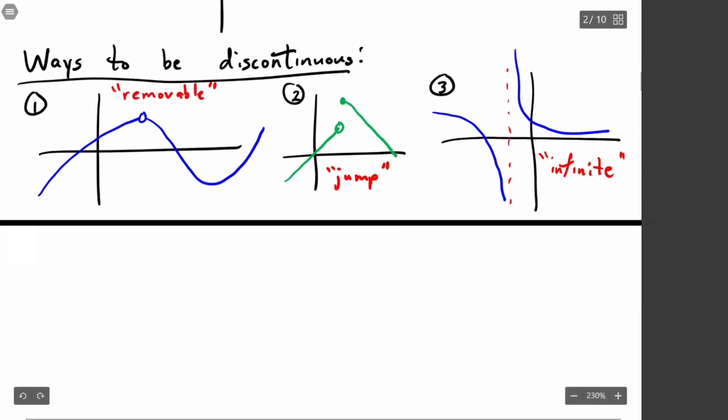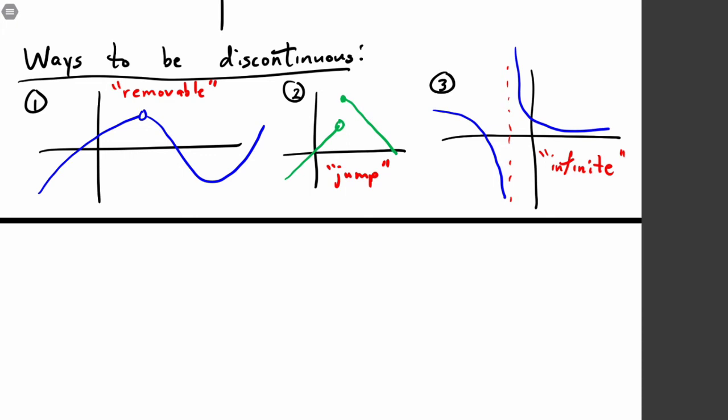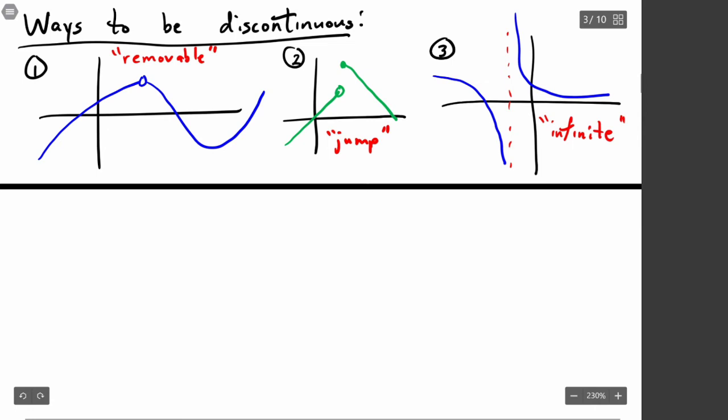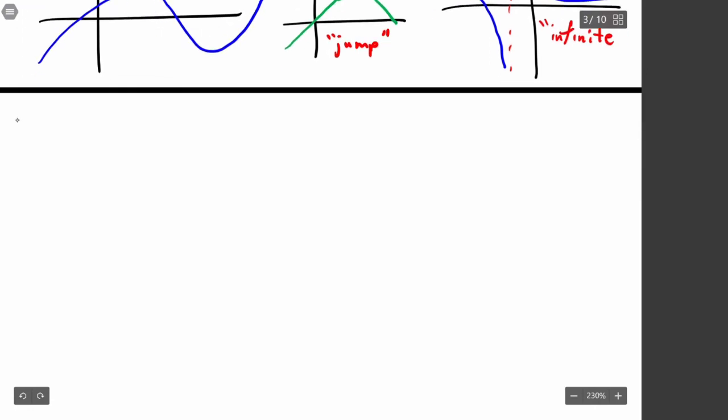So having functions that are continuous is great when you're trying to compute limits, because if you know it's continuous, you just plug in the value and you're good to go. So what types of functions are continuous?